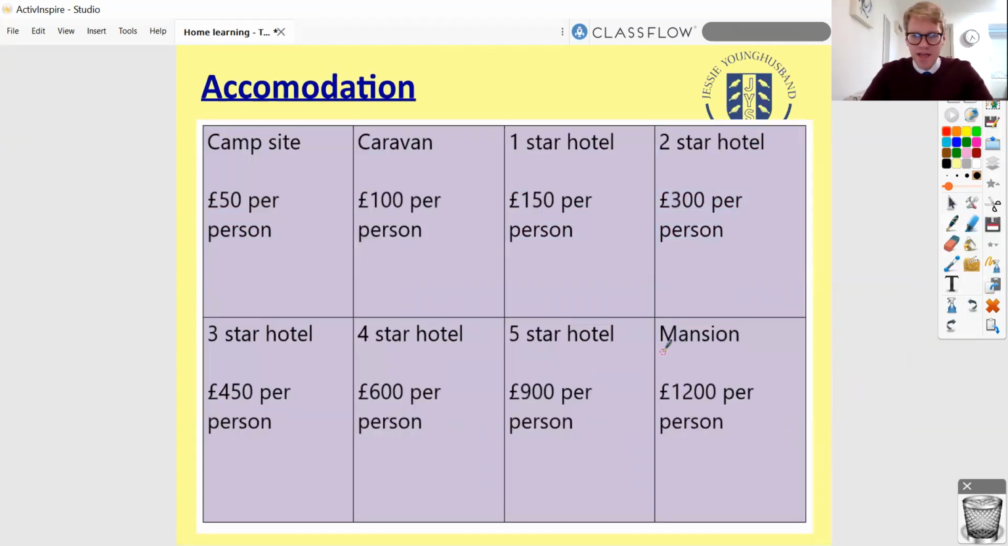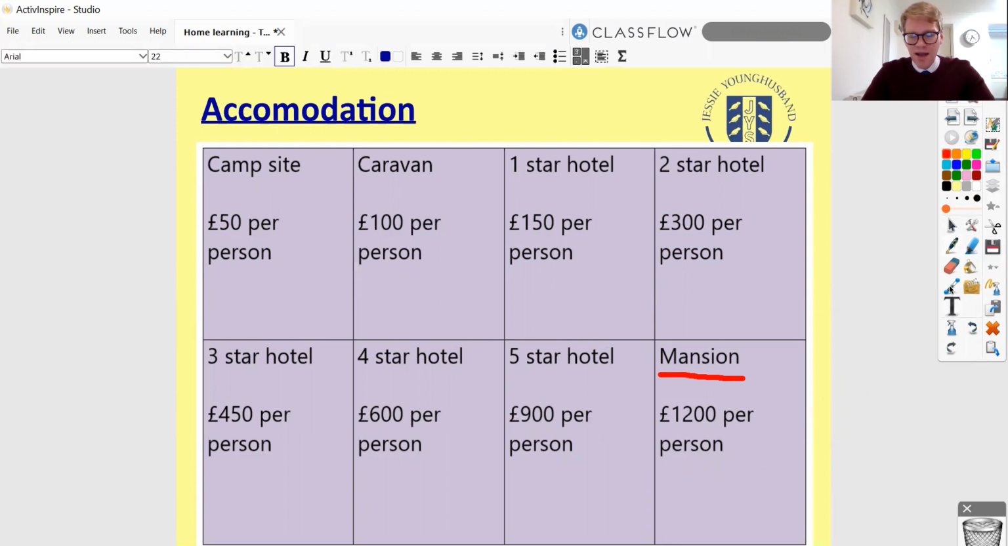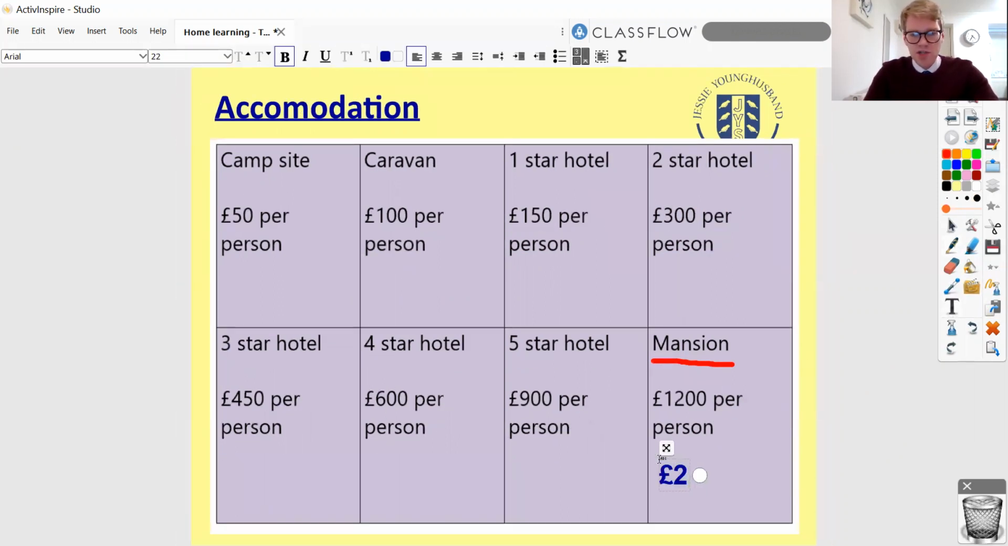And Mrs. Vash, she deserves the best. We're going to stay in a mansion. And so that's £1,200 per person. And I do my maths and I find out, right, great, that's £2,400 for the 2 of us. And then I'm going to go through the others as well.